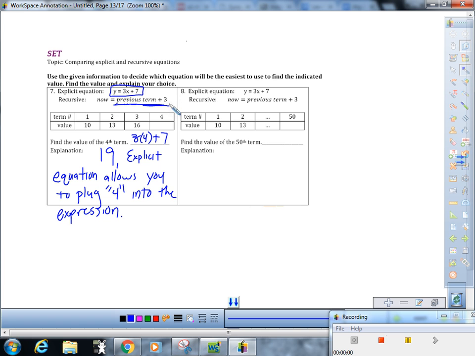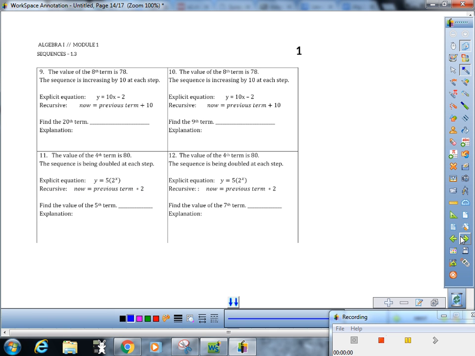This one, we cannot do the recursive because we don't know the previous term. So we have to do 3 times 50 plus 7, which is 157. That's the only way we could do it. Okay? Find the 20th term.